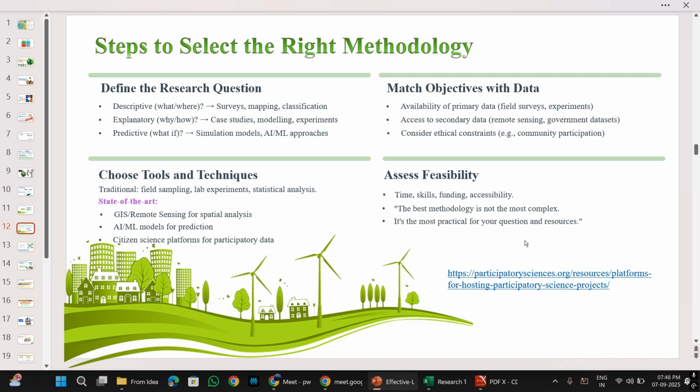So in this scenario, you also have to look at the kind of data that is being required and its feasibility, that is, whether the required time is there, you possess the skills or not, or whether you can get the skills or not, whether enough funding is available or not, and whether you can access the kind of data that is required in order to take up a particular technique. That is your methodology, correct?